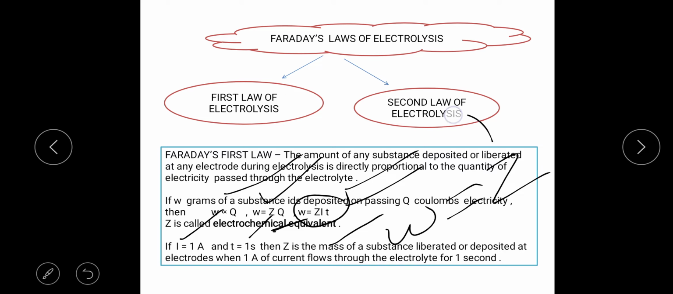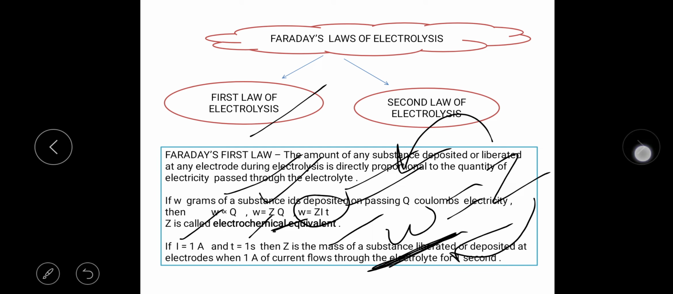So Z can be defined as the mass of substance deposited or liberated when 1 ampere of current is passed through its electrolytic solution for 1 second, or it is the amount of substance liberated or deposited when 1 coulomb of charge is passed through its electrolytic solution. So this is the first law of electrolysis.